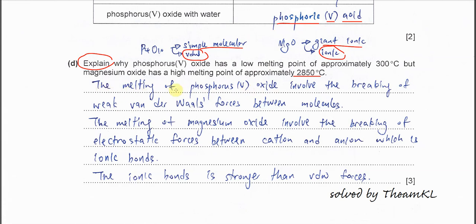The melting of phosphorus(V) oxide involves the breaking of van der Waals forces. So when it melts or boils, it is just the van der Waals forces, which are the intermolecular forces between the molecules. The melting of magnesium oxide involves the breaking of ionic bonds, or you can mention the electrostatic forces between the cation and anion, or you can say magnesium ion with oxide ion. Obviously the ionic bonds are much stronger than the van der Waals forces, which are the intermolecular forces.